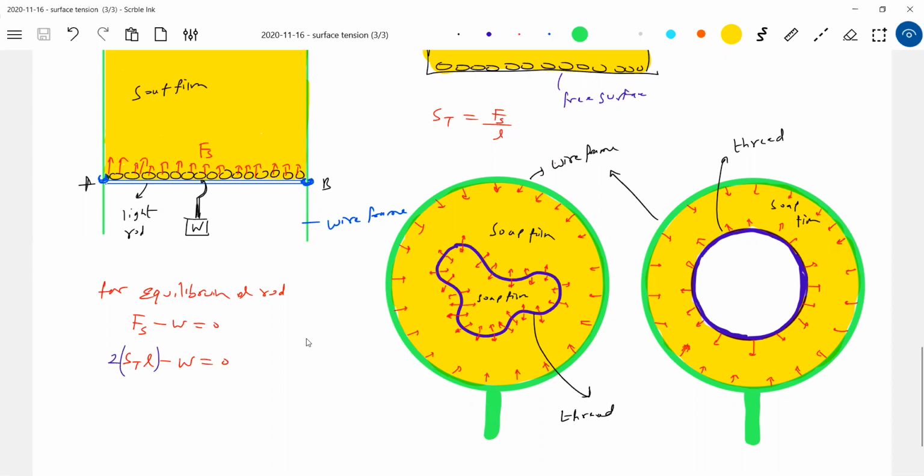These are the two examples which you can really try. These are the two experiments that we can show.